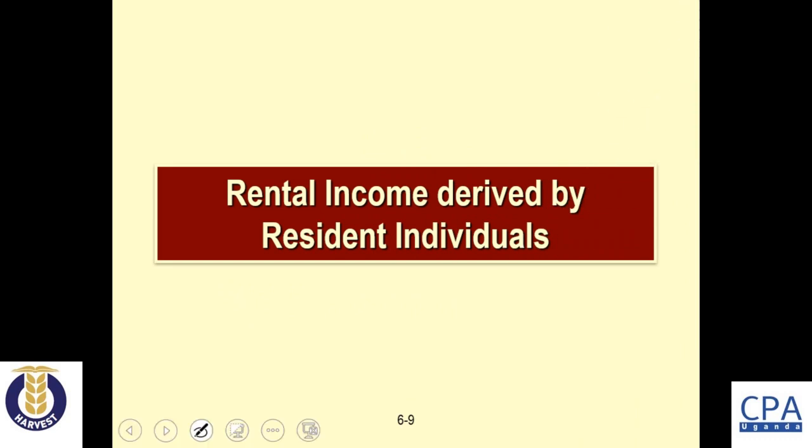We continue after looking at the legality of this tax by looking at the rental income that is derived by resident individuals. In our very first lecture, we looked at who is a resident individual. I want to go back to that here. You can still go back to our lecture platform and pick up the lecture and understand who is a resident individual. The resident individual definition is given in Section 2. You can still go and pick it up in that section.